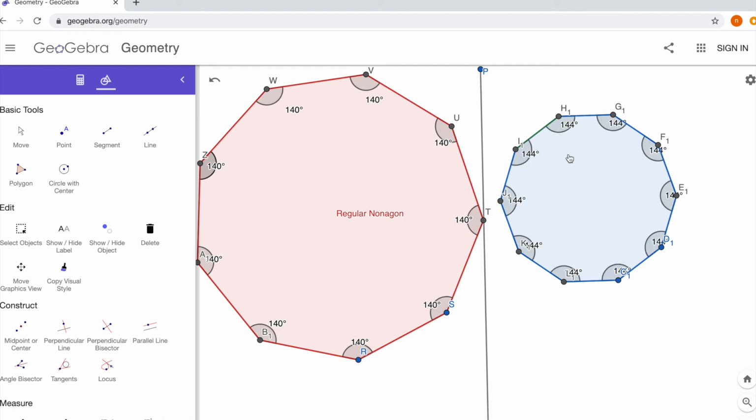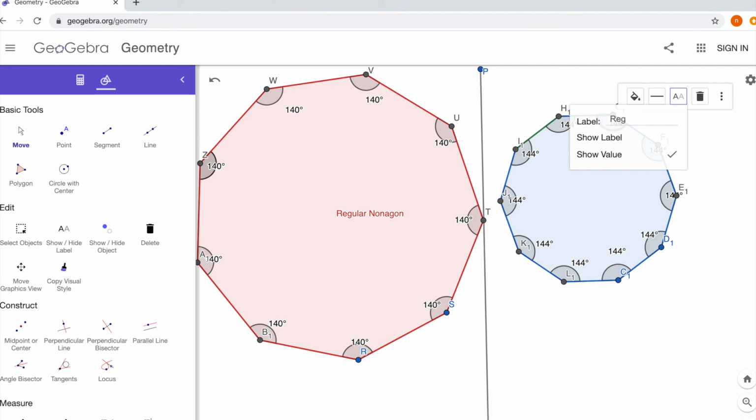Just as it is nonagon, 140 degrees. So what is the angle of, okay, 144 degree. And all angles are 144 degree. So what do you notice? That regular nonagon 140 degree, and as the sides or the vertices are increasing, the measurement of angle is also increasing. So in regular polygon, all sides and all angles are of same measure.